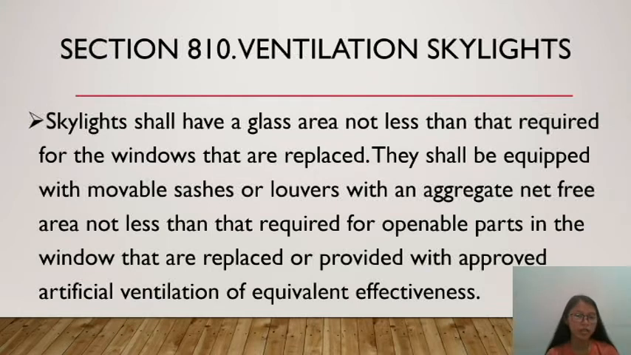In section 810, ventilation skylights. Ventilation skylights shall have a glass area not less than that required for the windows that are replaced. They shall be equipped with movable sashes or louvers with an aggregate net free area not less than that required for openable parts in the windows that are replaced or provided with approved artificial ventilation of equivalent effectiveness.